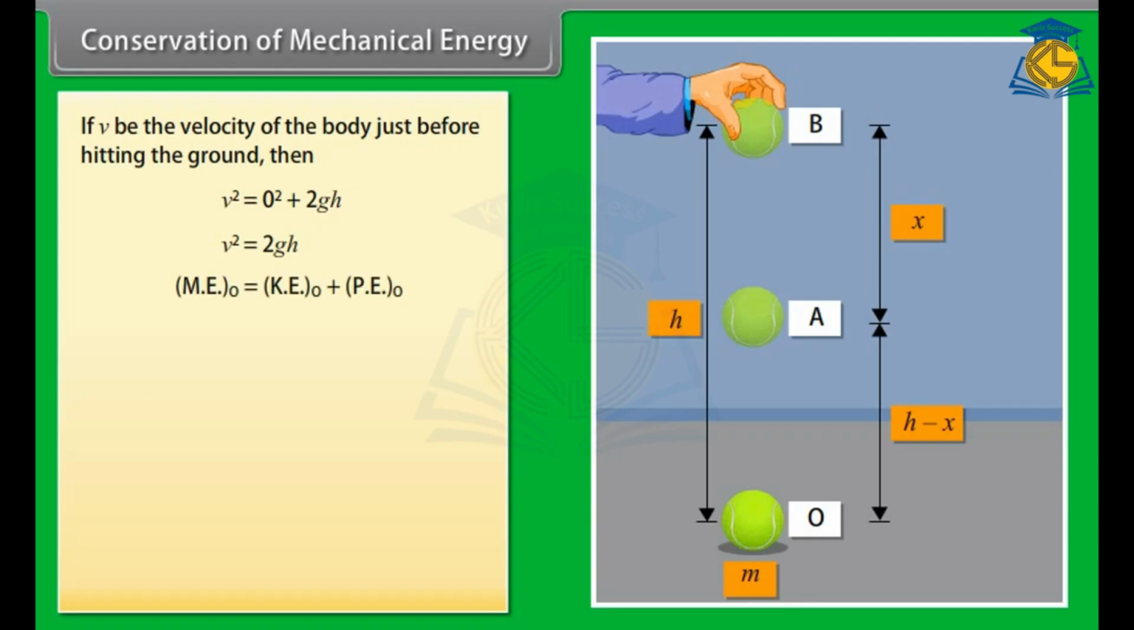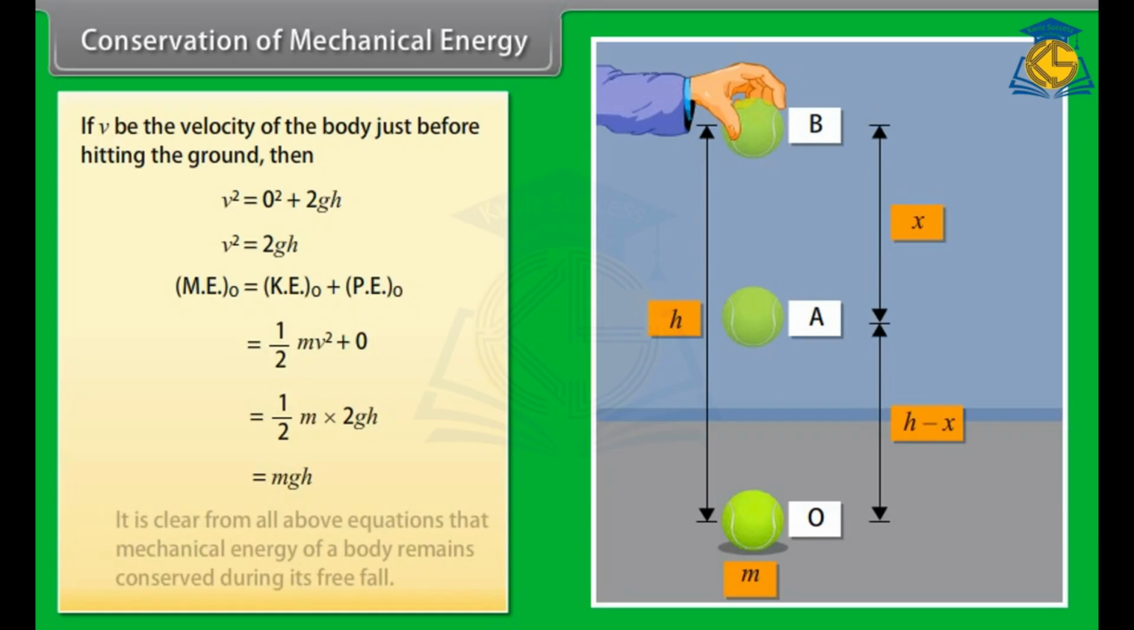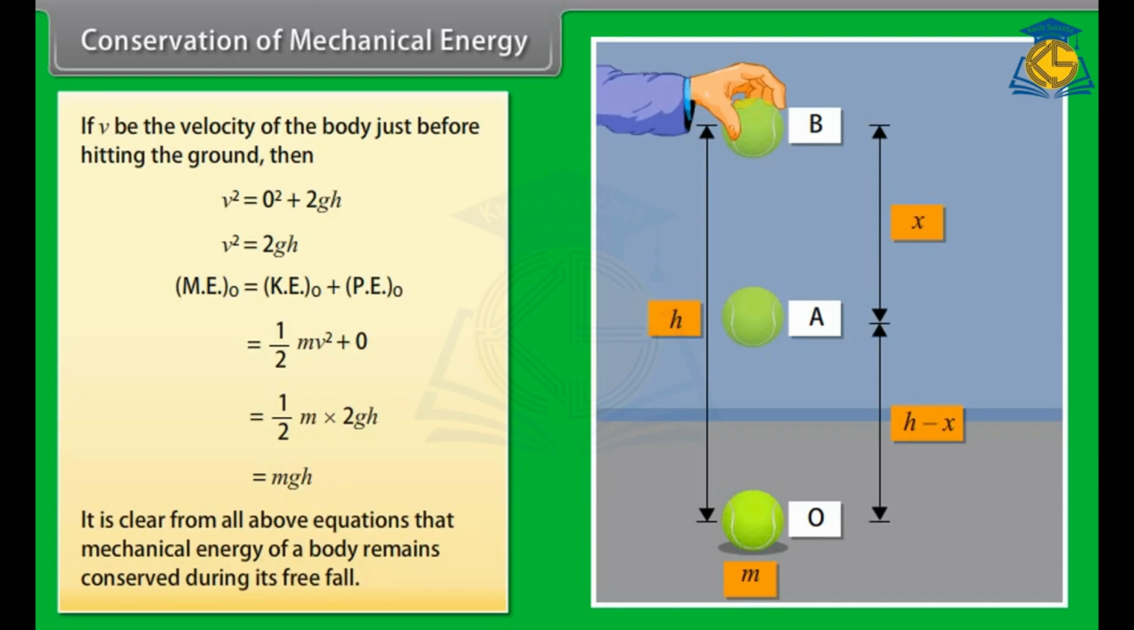Here, the mechanical energy of the body at O is equal to the kinetic energy of the body at O plus the potential energy of the body at O. By calculating it, we get the mechanical energy of the body at O is mgh. It is clear from all the above equations that the mechanical energy of a body remains conserved during its free fall.